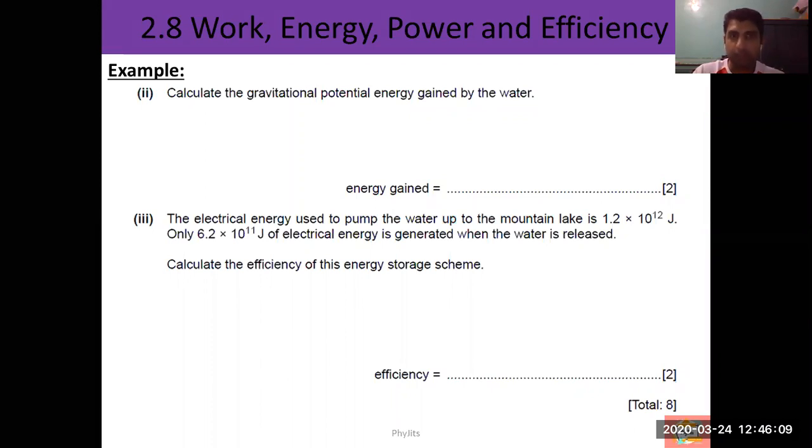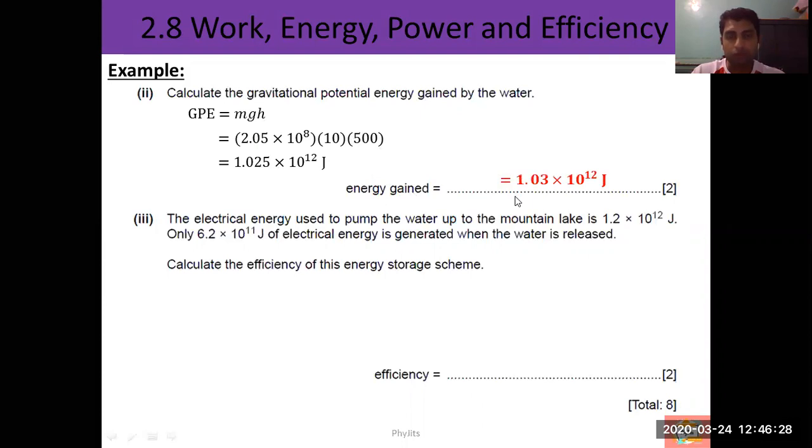Remember, as earlier in the question, we have already been getting the idea of gravitational potential energy gain. So gravitational potential energy is equal to mgh. Substituting the values, h will be equal to 500 meters, the height of the mountain. So you get 1.025, and the answer can be rounded off to 3 significant figures or 2 significant figures, to 1.0 times 10 to the power of 12 joule.